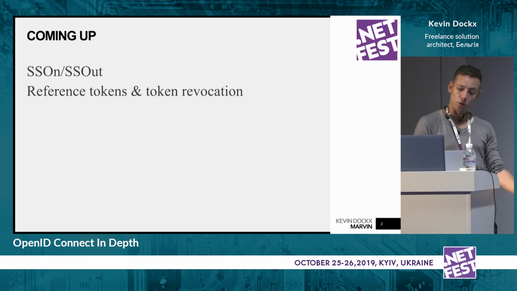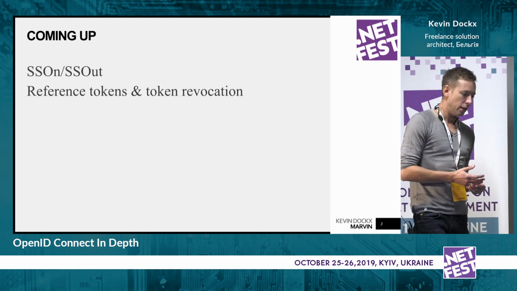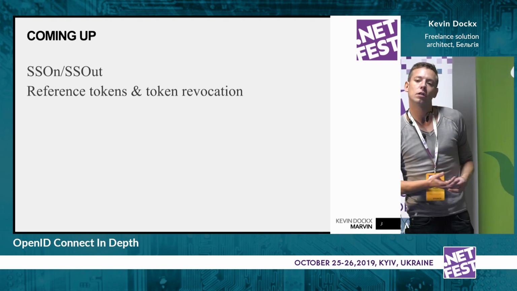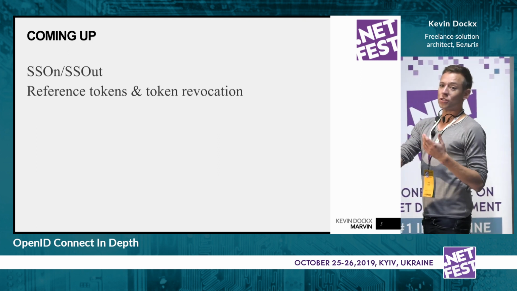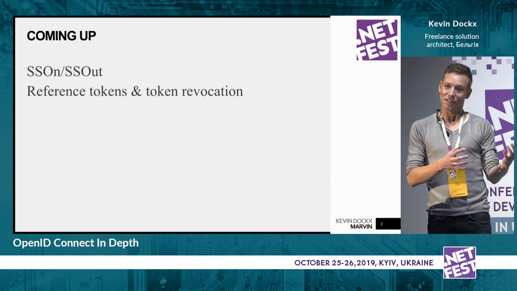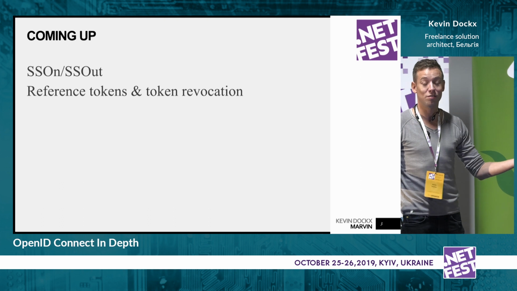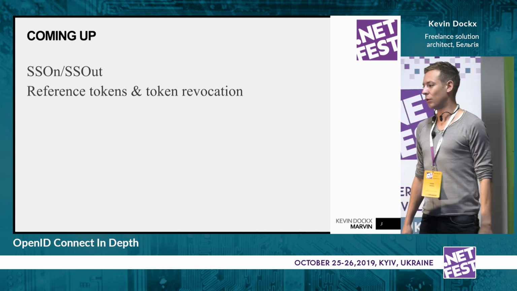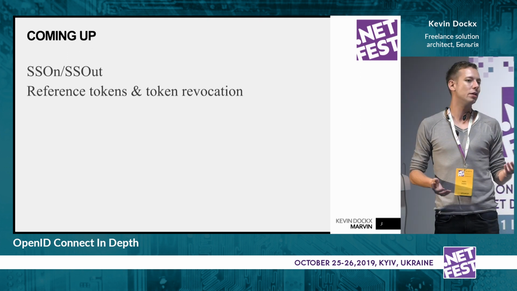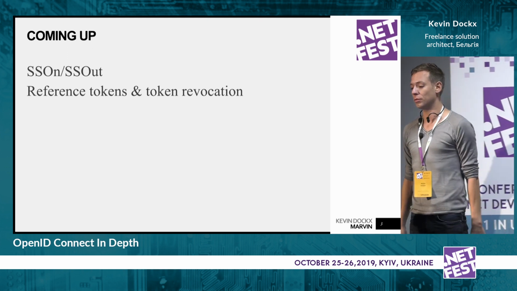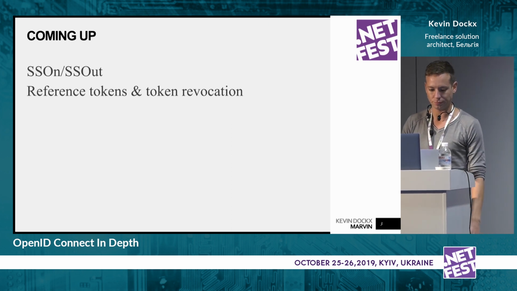After that, we'll look into reference tokens and, related to that, token revocation. By default, JWTs are used as tokens, so self-contained tokens. They have advantages and they also have disadvantages. Another way of working with tokens is by using reference tokens. They also have advantages and disadvantages. So we'll look into those and we'll see when it's a good idea to use reference tokens and when it's a good idea to use self-contained tokens. And we'll also learn how to revoke those tokens when we can.